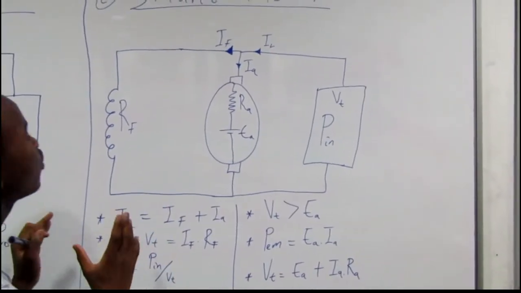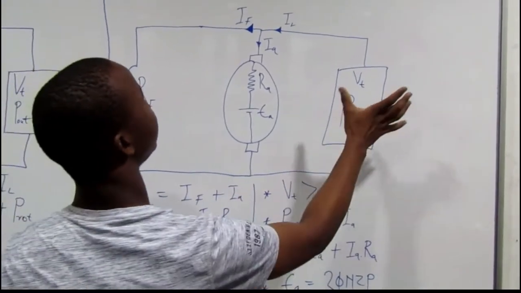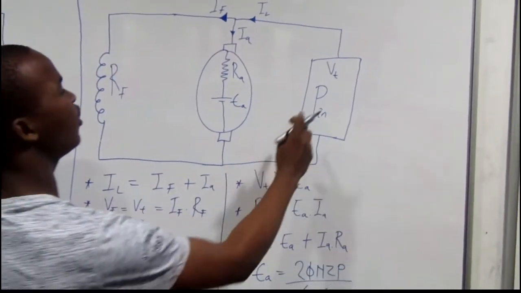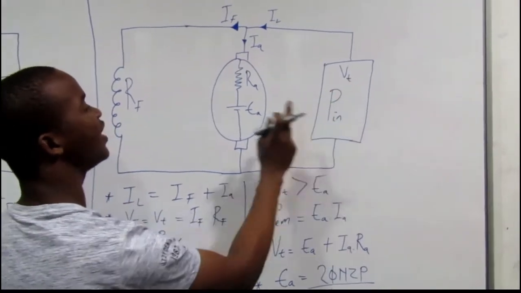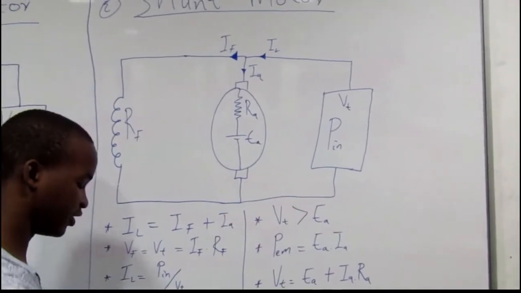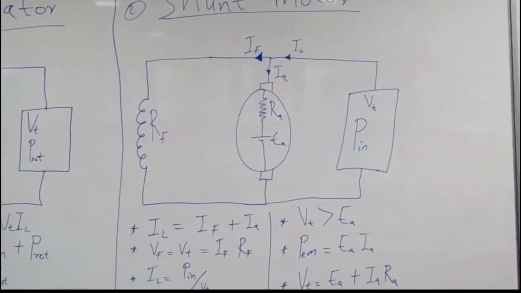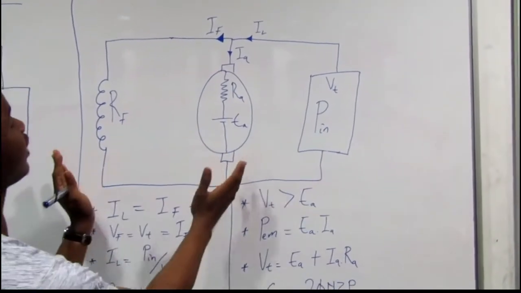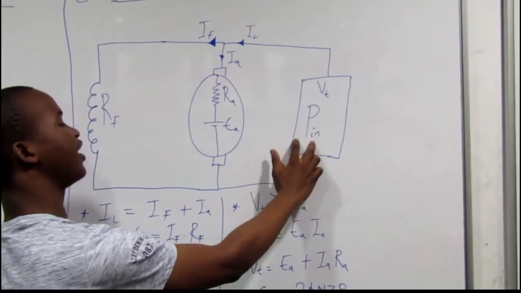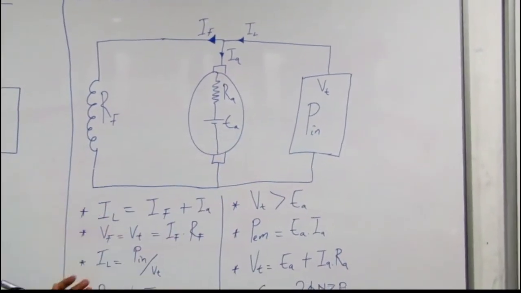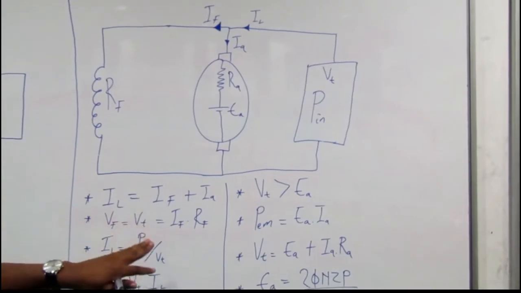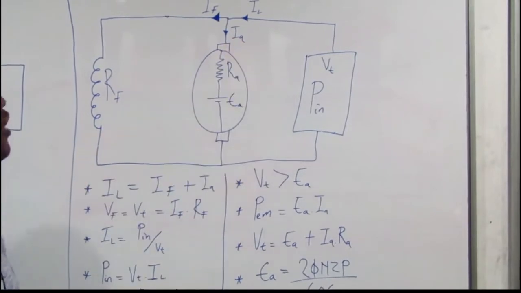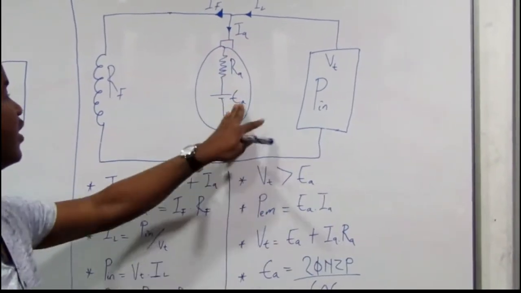But here, for a shunt motor, we almost have the very same thing, but it differs when it comes to operation, because now our source is this load, so our terminal voltage is now greater than EA, where EA is our induced EMF. The power that is generated here now, because this is now the source of this circuit, we consider as power input. This is field resistance, field current, load current, armature current, armature resistance, induced EMF through the armature.